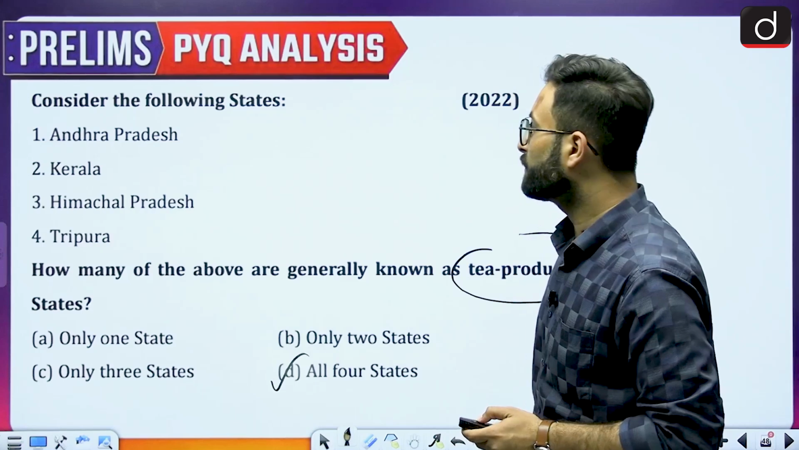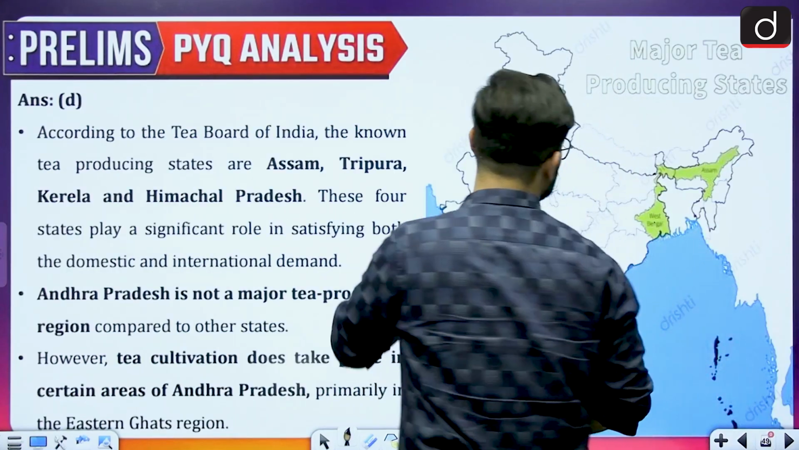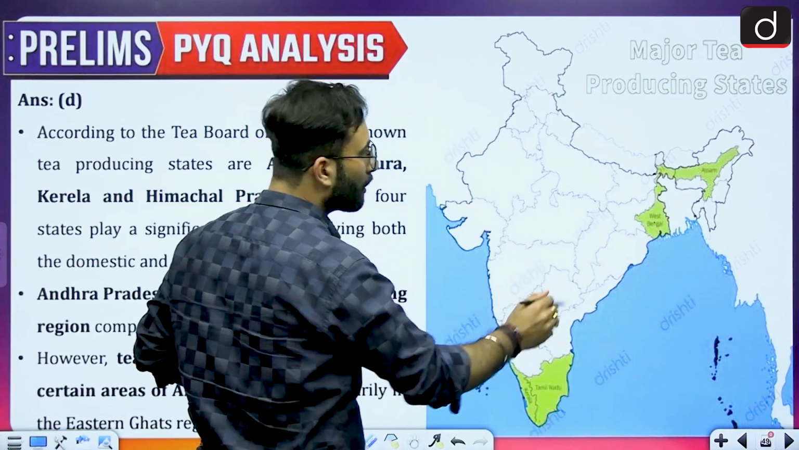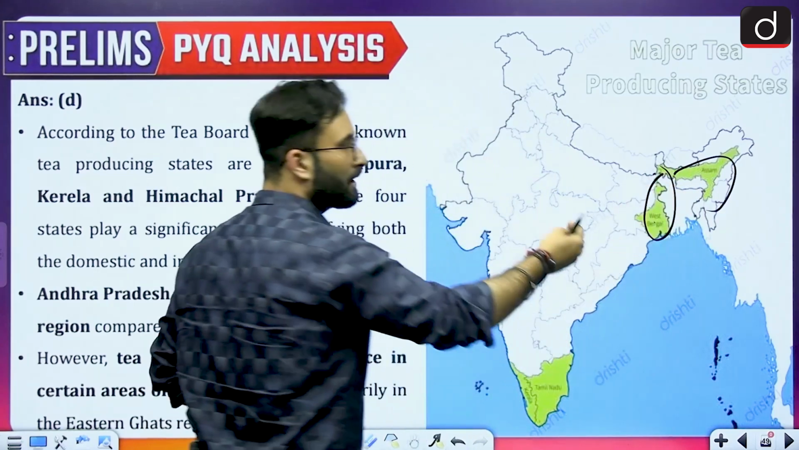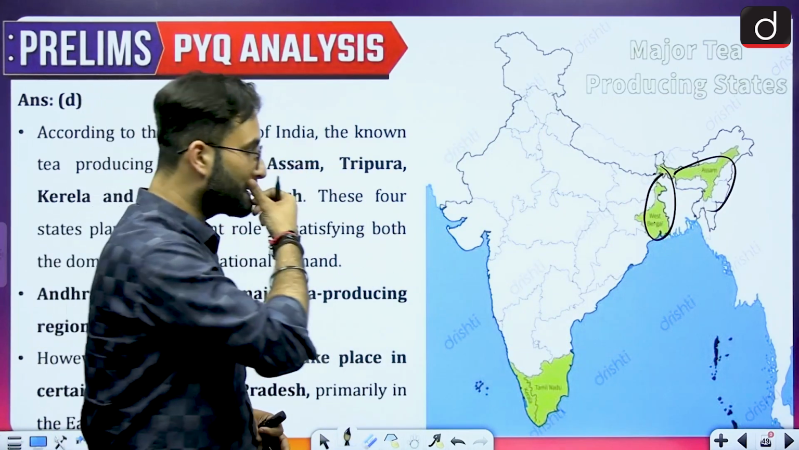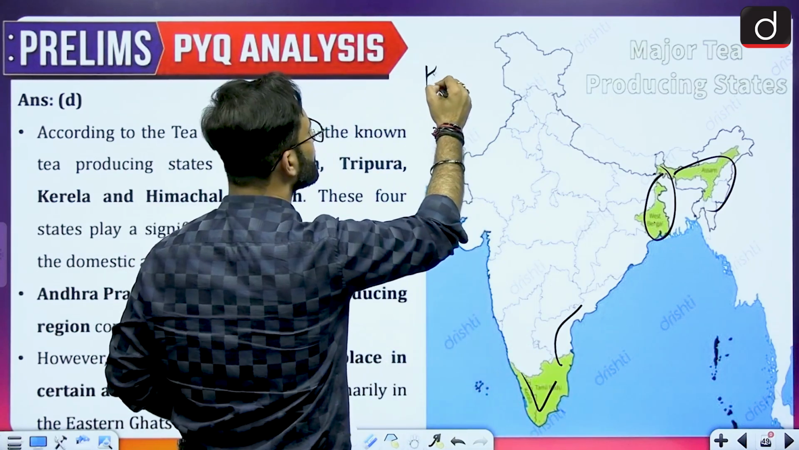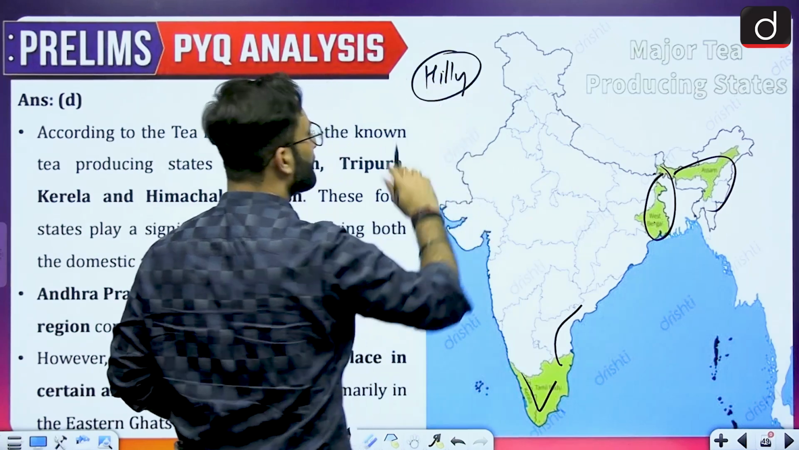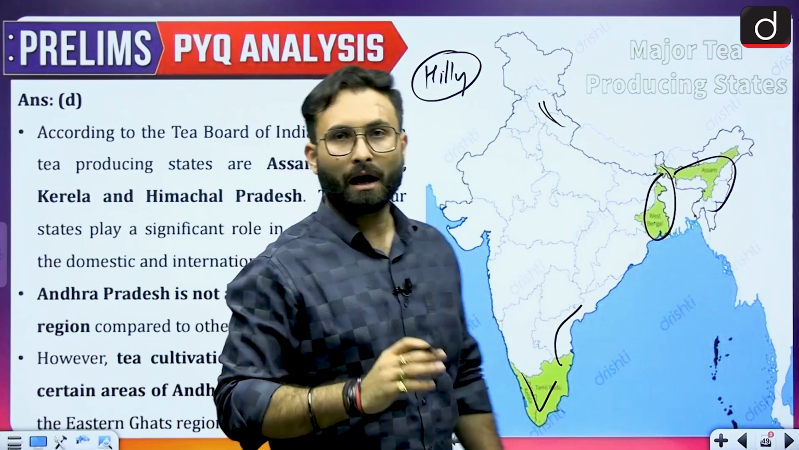cultivation. So here you can see Andhra Pradesh, Kerala, Himachal Pradesh and Tripura. Here you can see that it has been given major tea producing states. But tea production is also there in these areas, that is your northeastern region. Then some part of West Bengal, that is Darjeeling etc. Other than that, you will be seeing this region where hilly region is there, and the temperature and the climatic conditions are right. Other than that, some parts of Uttarakhand and Himachal Pradesh are also producing the tea.